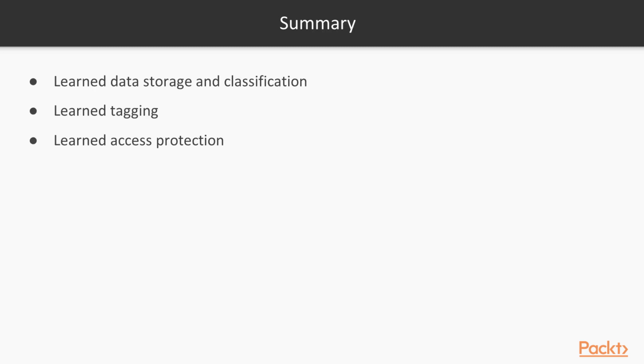So in summary, we now know the different data storage options that we can use in AWS. We will see those storage services in more detail in the next sections, and also how to classify the data, as foundational information. It's important to know what type of data we are using, why it is very important to tag your resources, and also to control the access and protect our assets in AWS.